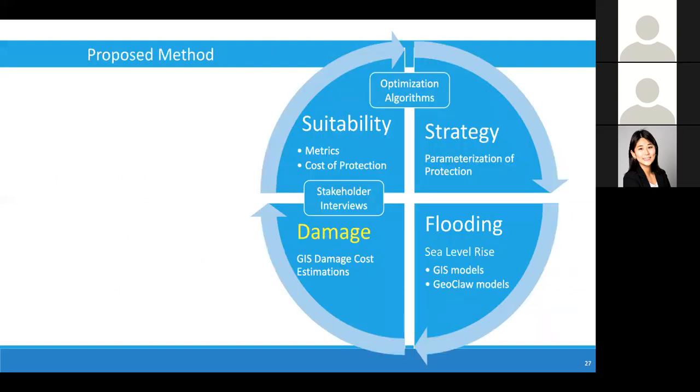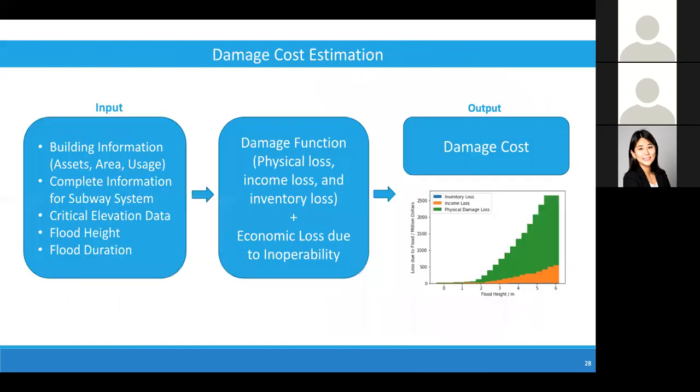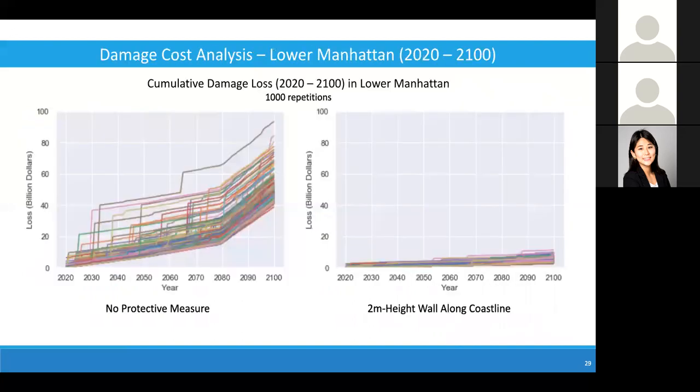So based on those flooding models, we will compute the damage. For damage cost estimation, we need as input building information, the subway system and their elevation data, and also flood height and duration from the flood modeling. We put this into a damage function, which accounts for economic loss due to inoperability. We will get the damage cost.